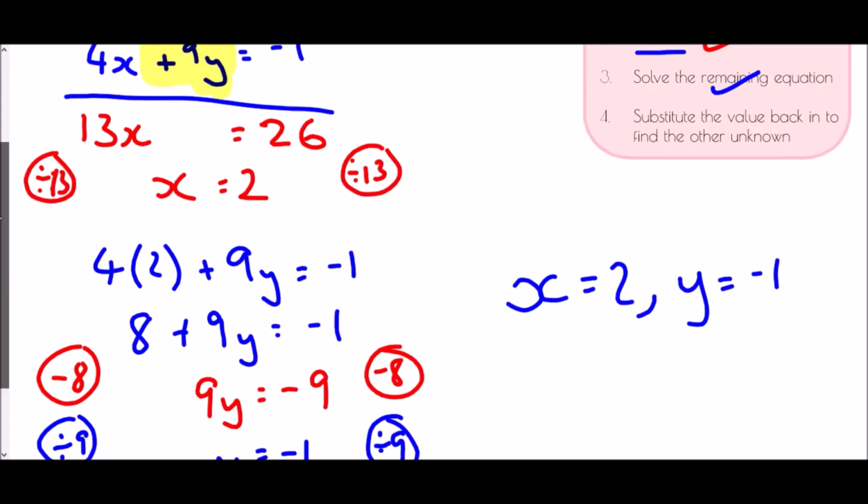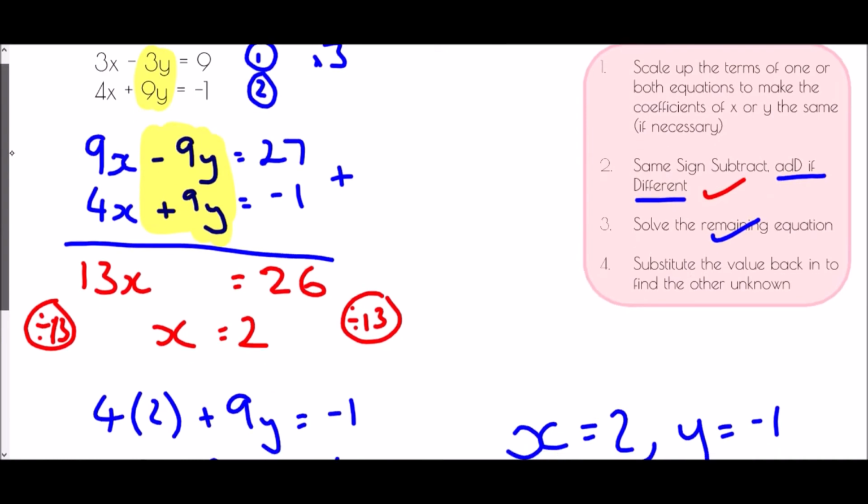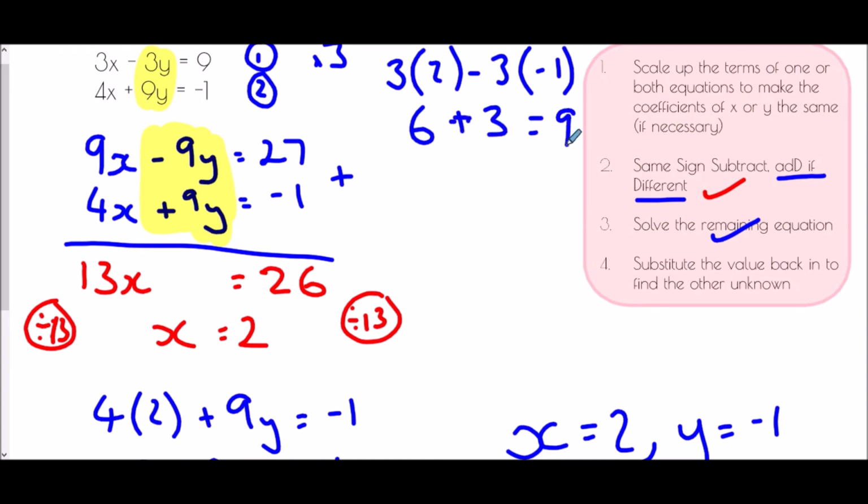Let's just check that that works. We'll use another equation. Let's pop it in the top. So 3 lots of 2 take away 3 lots of -1. Well, that would be 3 times 2, 6. -3 times -1 is +3. 6 plus 3 equals 9. That is what I was looking for. There's my proof that I've got the correct solution.